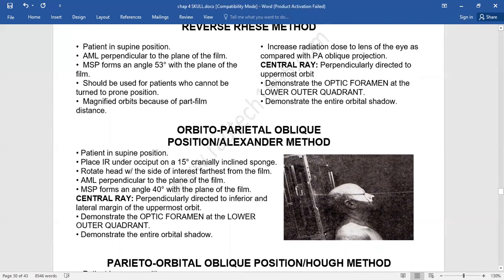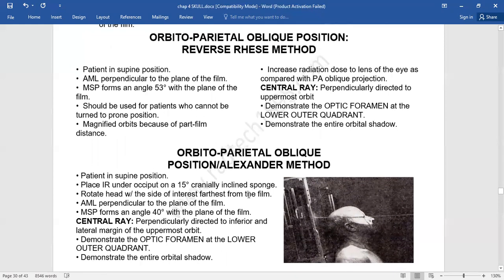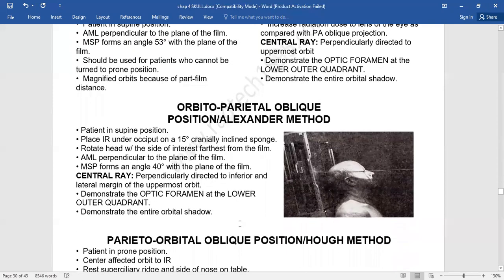Rotate the head with the side of interest farthest from the film. AML, perpendicular din. The MSP, instead of 53, 40 degrees lang siya. Yun yung pinagkaiba ng Alexander sa Waters and sa reverse Waters. So MSP is 40 degrees. So central ray perpendicular, directed to inferior and lateral margin of the outermost orbit.